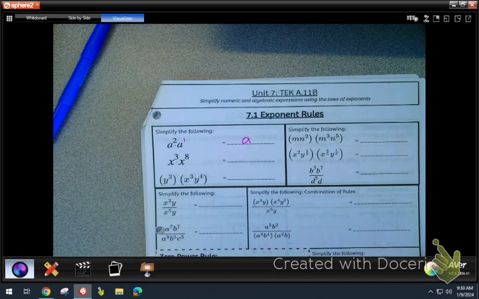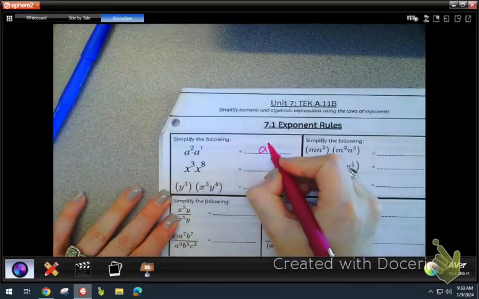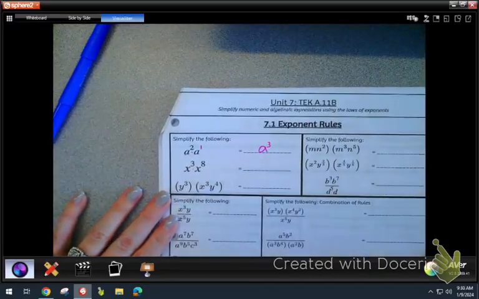And our product rule says we are multiplying these terms. So what are we going to do? When you're multiplying like bases, what do you do to the exponents? What is 2 plus 1? So we would get a 3. That's our answer, A to the third. That's all we're doing. Adding.